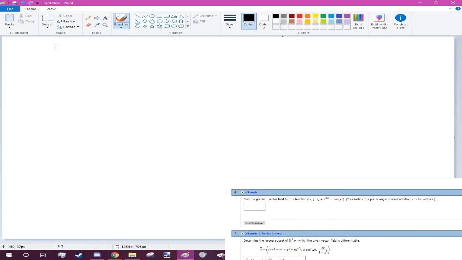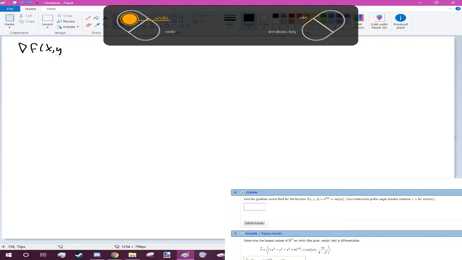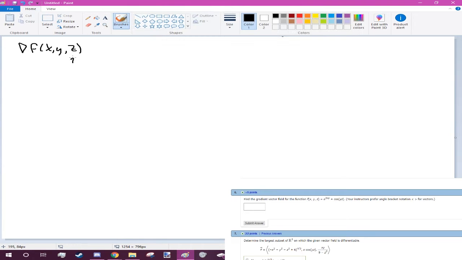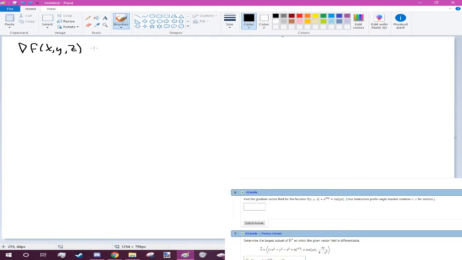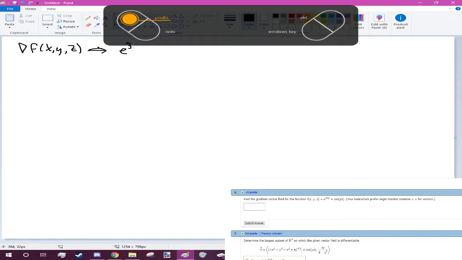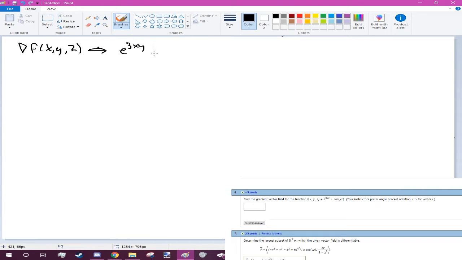Ugh, gross. This is just like a generally easier problem than the last one I did, in my opinion. So we need the gradient of f of x, y, z. Now it's harder because there's a z, but is it really harder if the function that we're taking the partials of is easier? Here's our function: e to the 3xy plus cosine of yz.